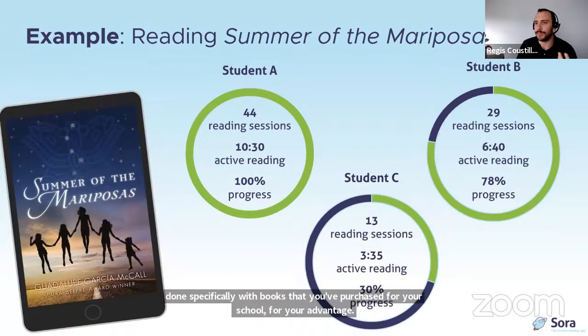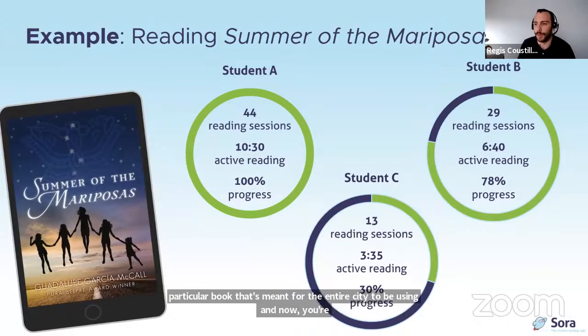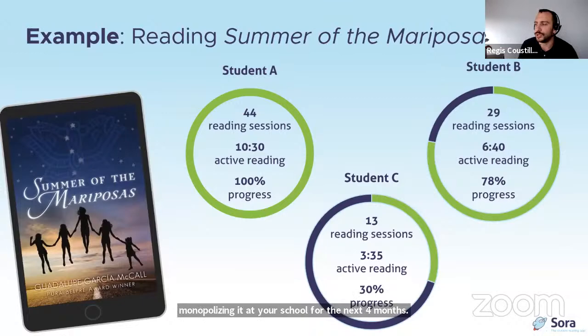That's because if you were able to assign the books through the Citywide Digital Library, as you can imagine, you could assign a particular book that's meant for the entire city to be using, and now you're monopolizing it at your school for the next 4 months, 5 months. So if you want to use a book in an extended capacity like that, specifically with assignments, it needs to be something you're purchasing for your school. If you do that, this is one of the benefits you get.